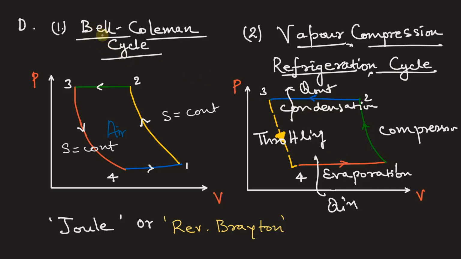And so since in the Bell-Coleman cycle as well as in the vapor compression refrigeration cycle there is no isothermal process, this option is also incorrect. One thing to know about the vapor compression refrigeration cycle is that it is a compression process whose aim is to raise the refrigerant pressure as it flows and evaporates.